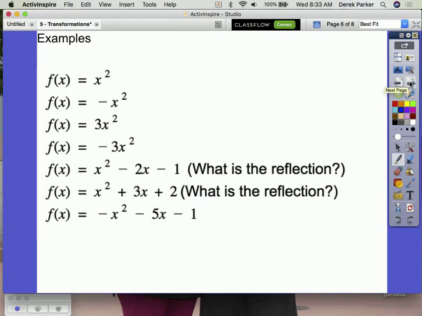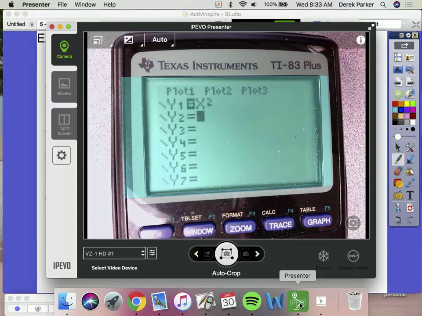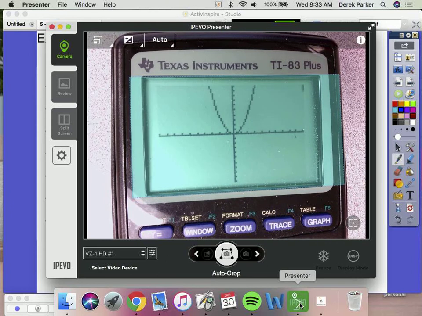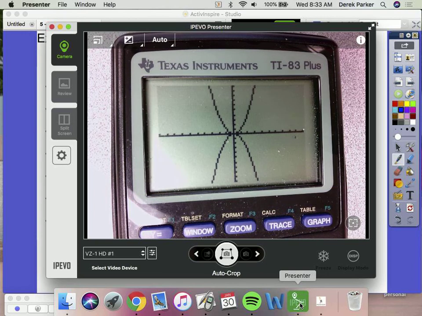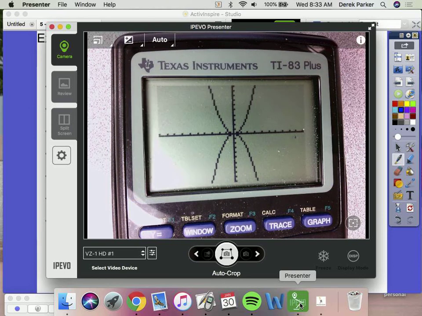Now, let's go back to the graphing calculator. Leave x squared. But I want you to place this one in the graphing calculator. Okay, there's the original parabola, the parent function. As you can tell, when you multiply a negative to it, it flips over the x-axis. So the reflection over the x-axis of x squared is negative x squared.